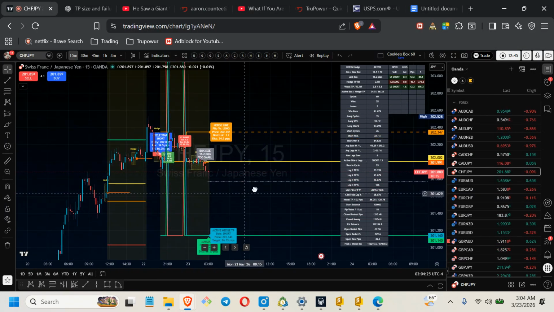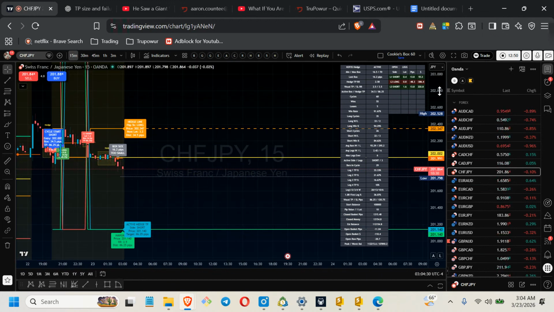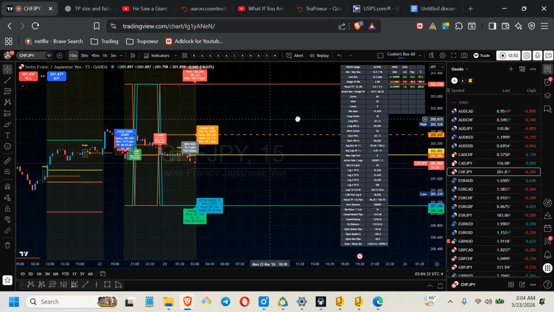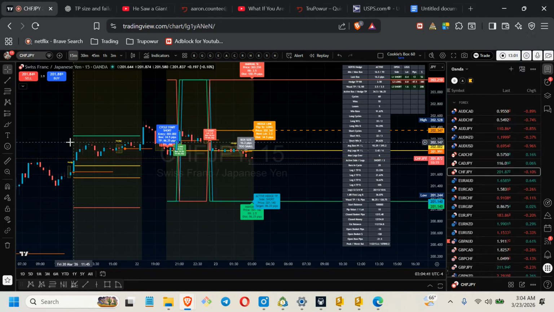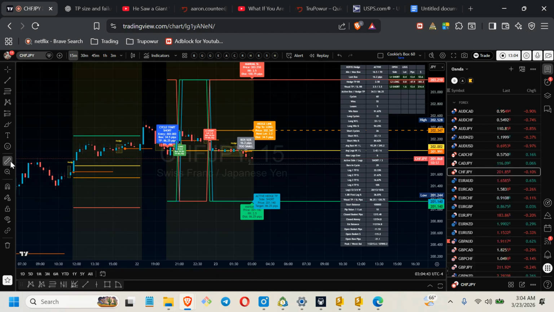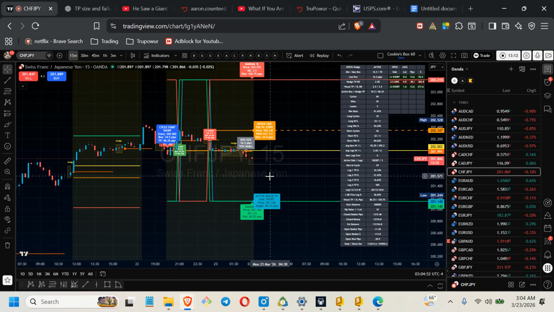GBPJPY on the 15. All right, so what are we on now? We're on the third leg. I'm not gonna say anything else. All right, boom, boom. I mean, this has been in the same range for how long? I'd like to see it beyond 2 days. Oh, it's hitting 2 days. This might close. This could close soon, man.